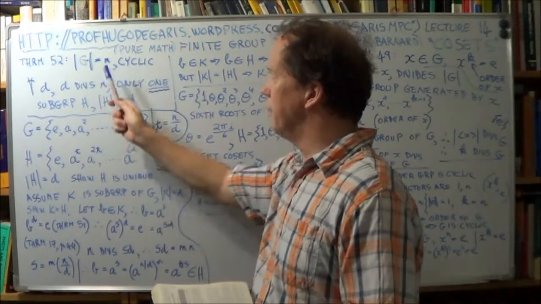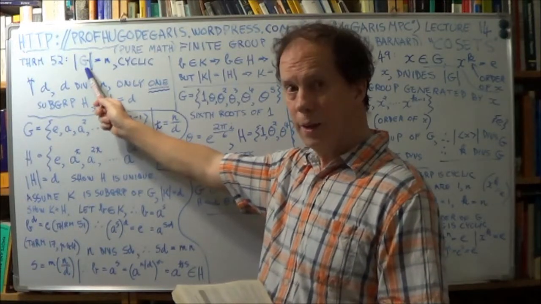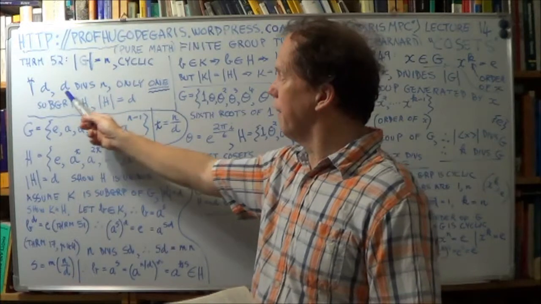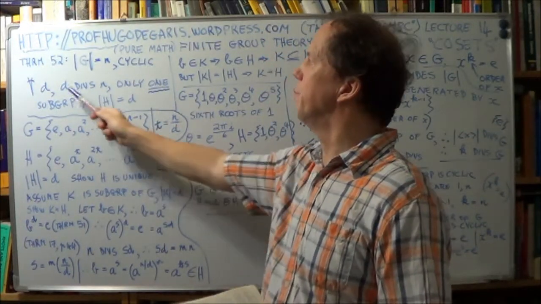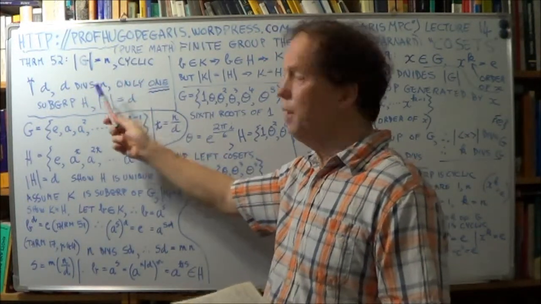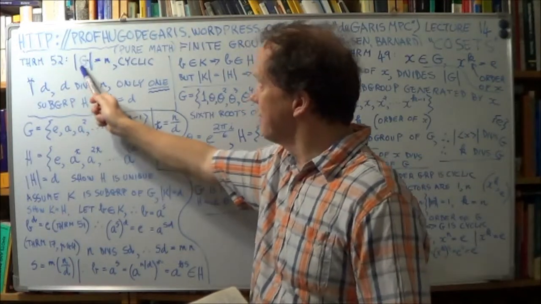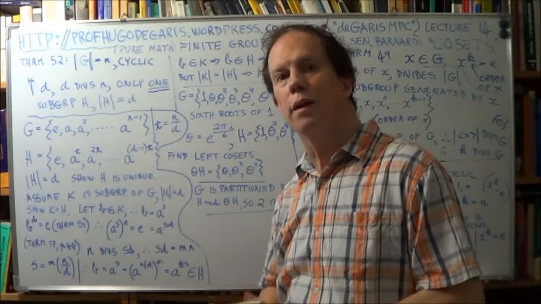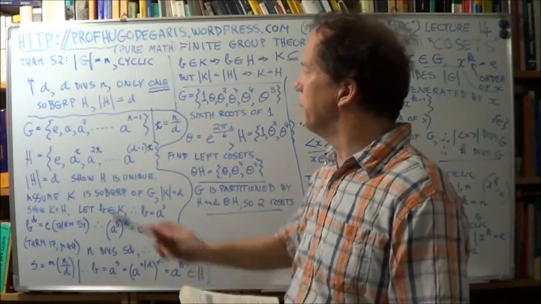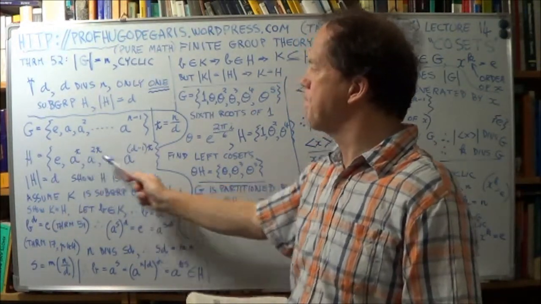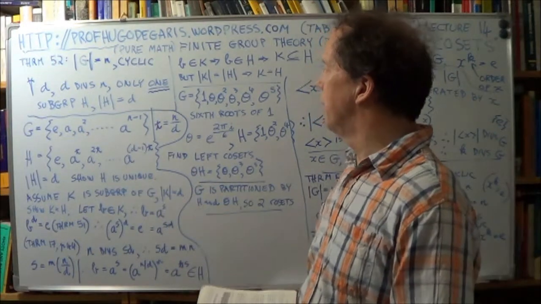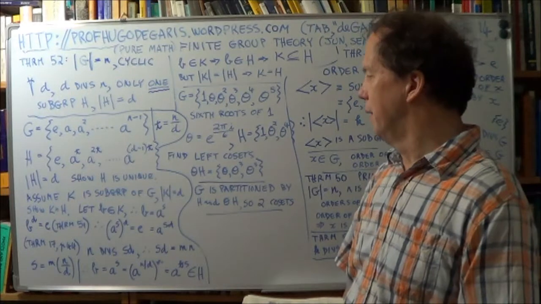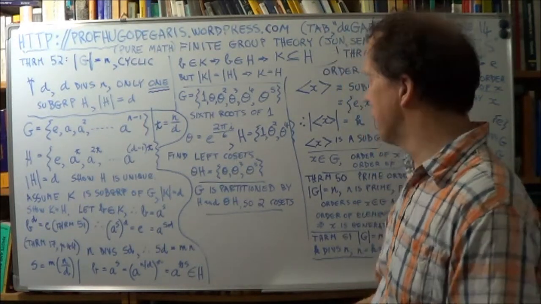Therefore, if your group is cyclic, and you create a subgroup whose order divides this, there's only one. There'll only be one that can do that. It will be a cyclic group of this form. Okay, that's the last of the theory.